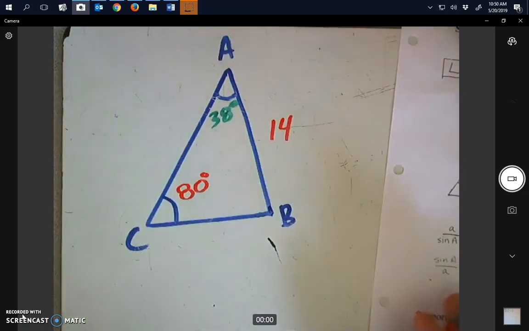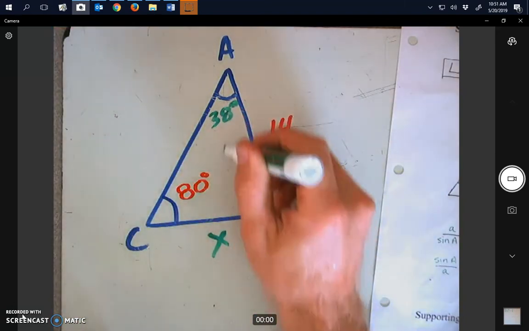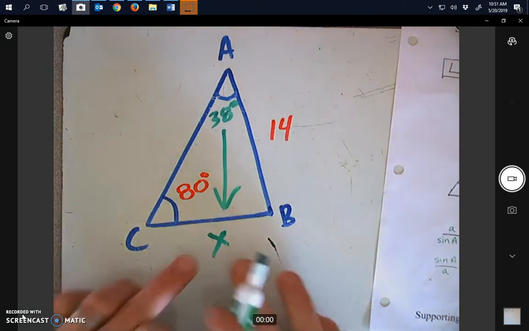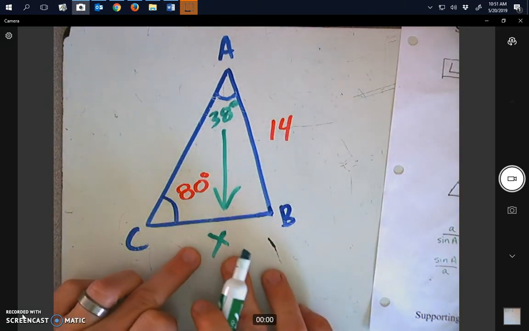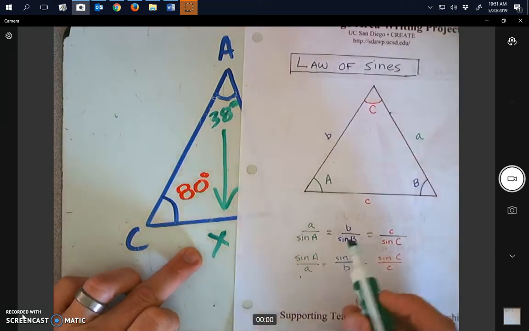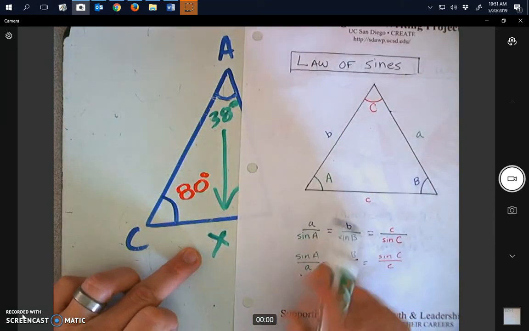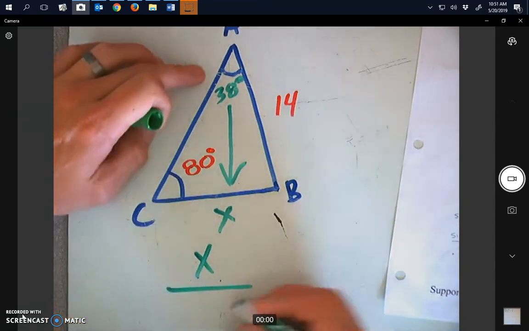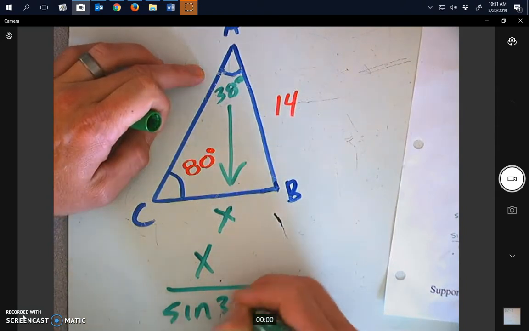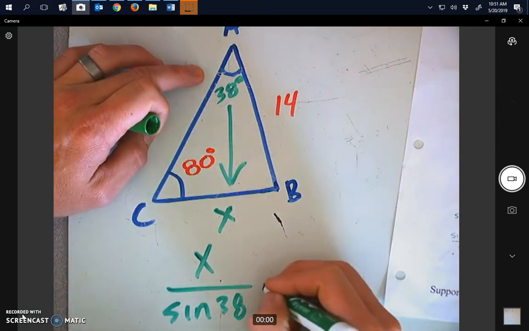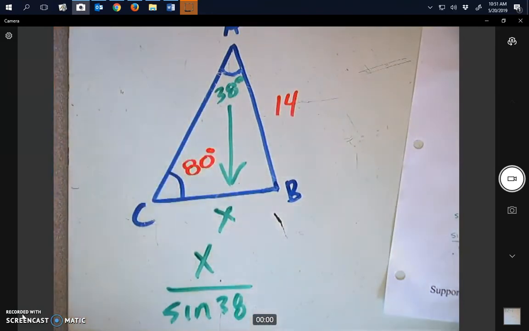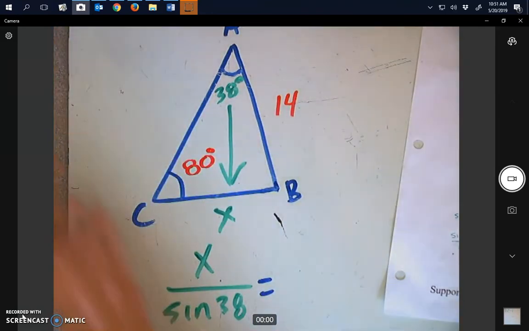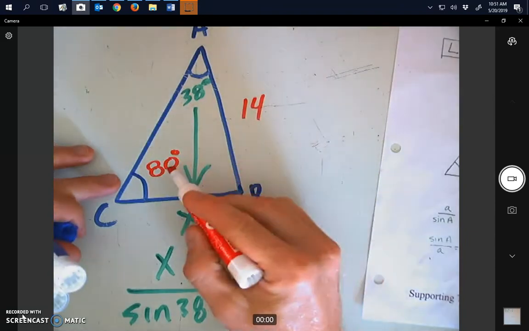I have it written down right here. We're trying to find BC, which is this side right here. So it's associated with the angle directly across from it. I have them color-coded. One thing I told you, we want to have our unknown, our variable, in the numerator. So I'm going to use this top row where our side is in the numerator. So x goes in the numerator over sine of 38. And this is equal to another relationship. Well, we have 80 and 14.